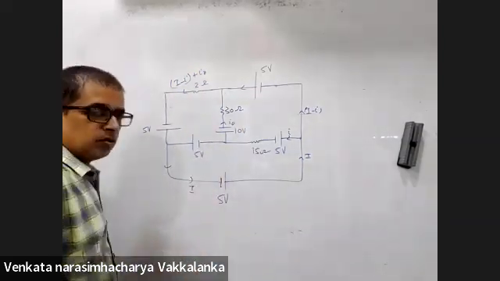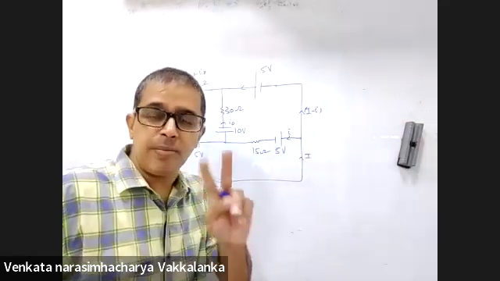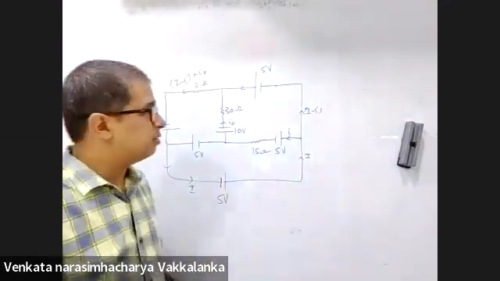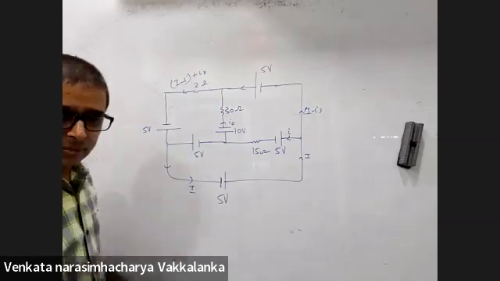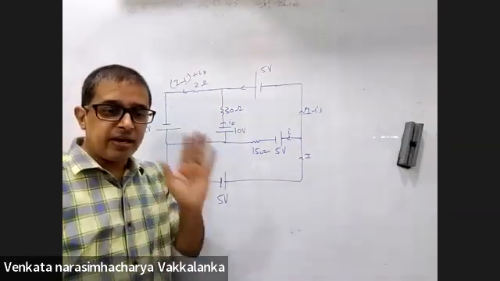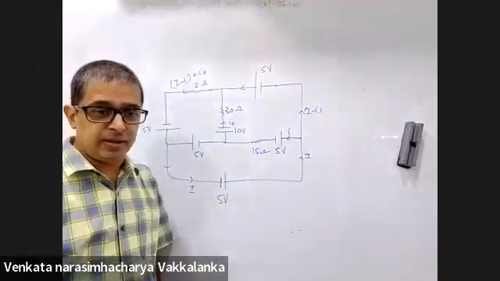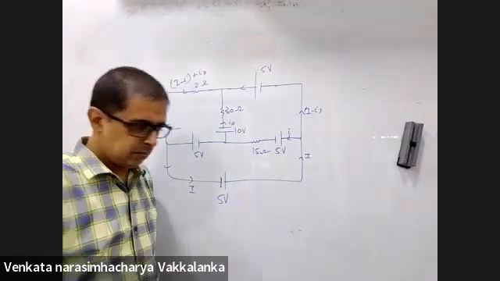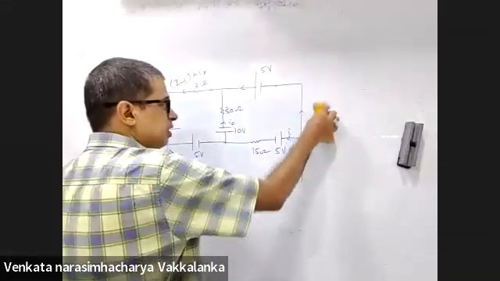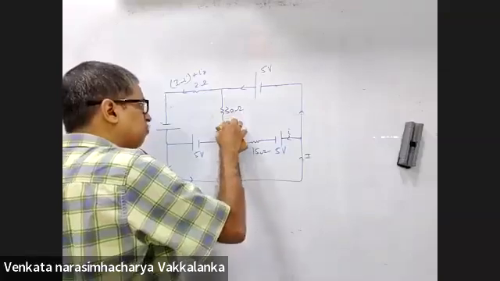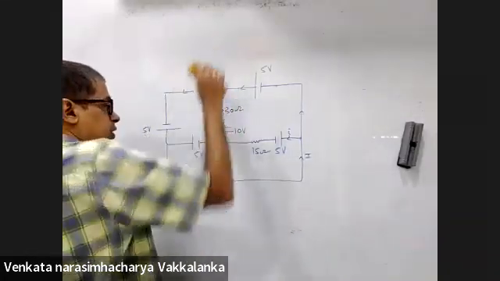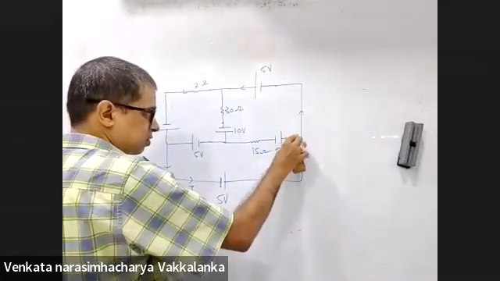Come back as I. 1, 2, 3. 3 equations, 3 variables: capital I, small i, i naught. Agreed? KVL procedure, did all of you understand? Yes, sir. I will not solve using KVL because the more the number of batteries, any time nodal analysis will be much easier.